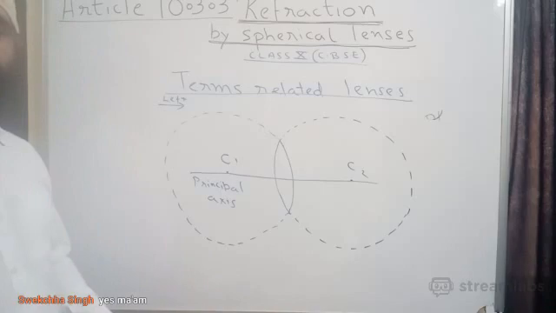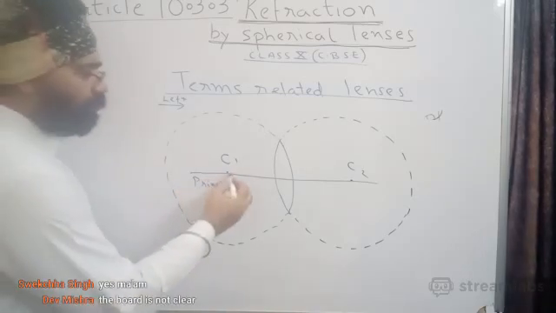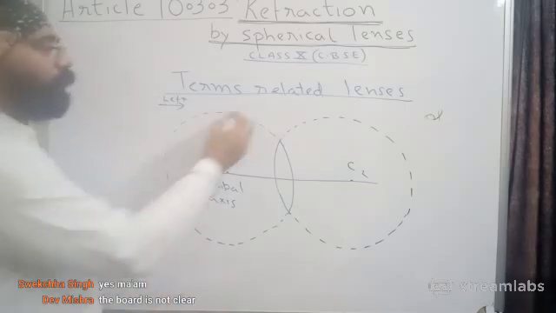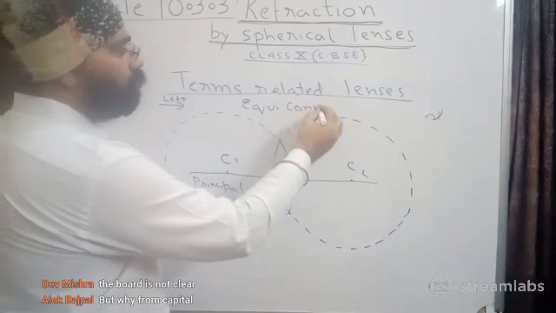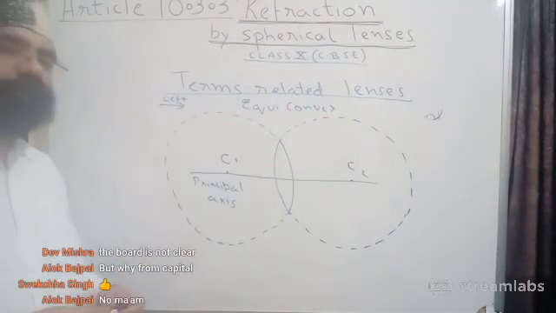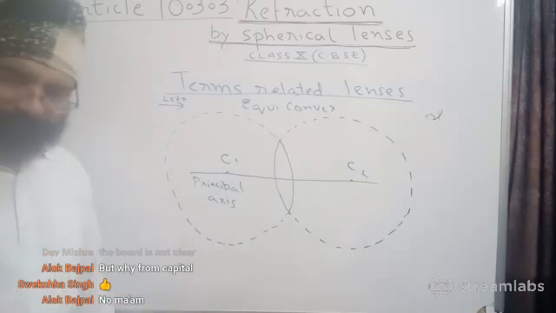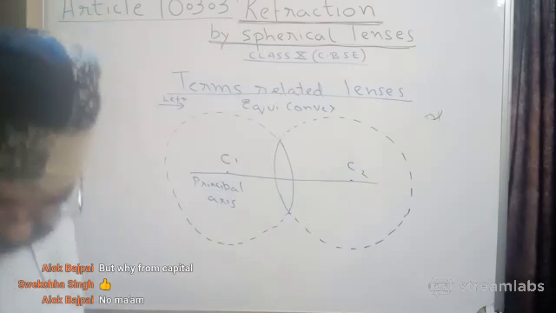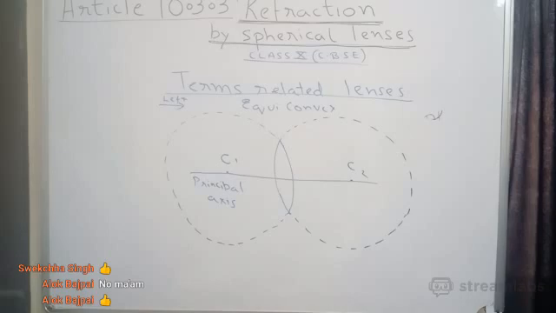Okay, now if the radii are the same, then it is called an equiconvex lens, which means both the spheres have the same curvature. Got it? So it's equiconvex. Everybody understood? We move on now. Principal axis also done.